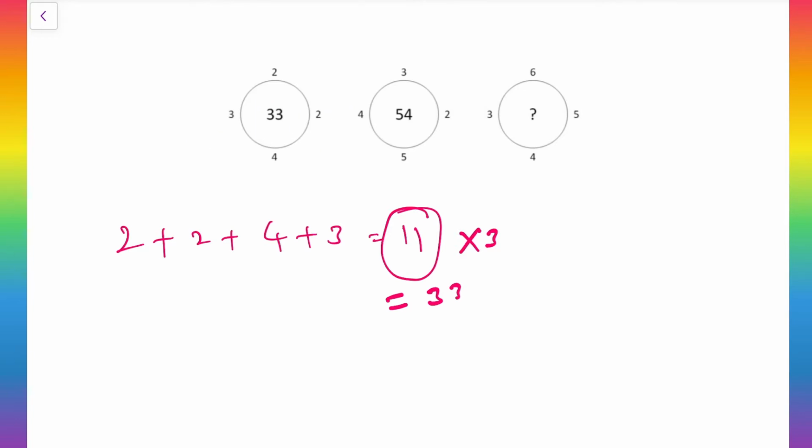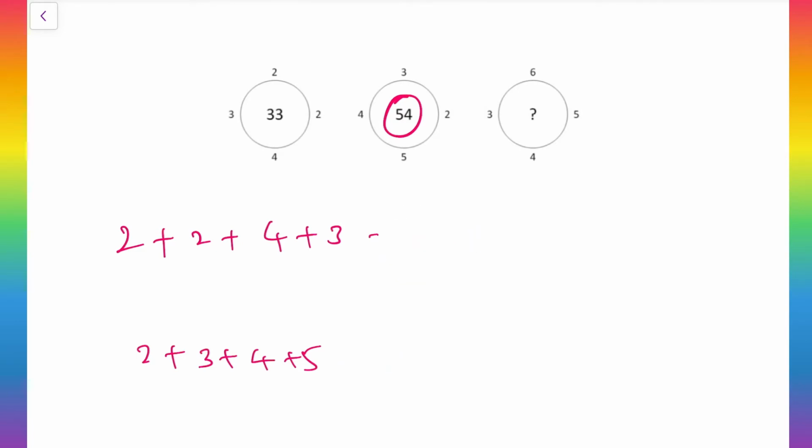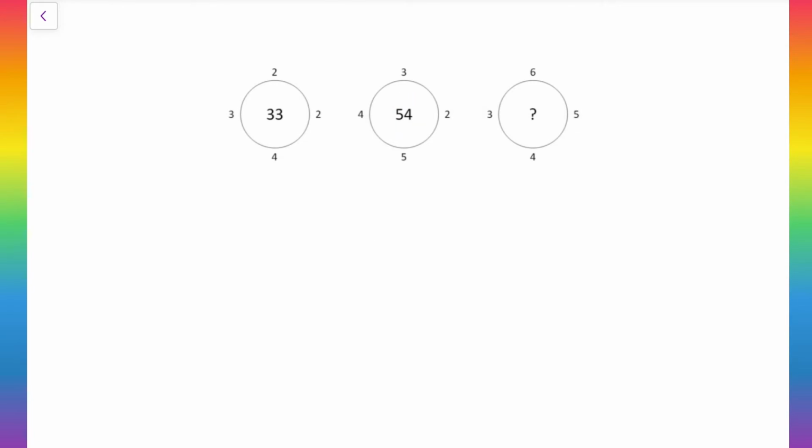Next, I will try to apply the same logic for the second one also. Okay, here the outside numbers are 2 plus 3 plus 4 plus 5. 2 plus 3 is 5, 5 plus 5 is 10, plus 4 is 14. 14 and 54, then no logic. So this is the wrong logic. Next, I'll try to do multiplication of the outside numbers. 2 2s are 4, 4 4s are 16, 16 3s are 48, 48 and 33, no logic again.